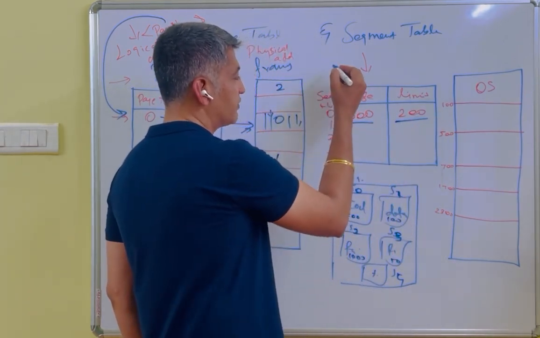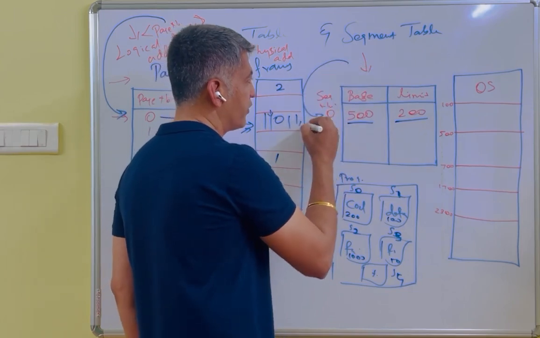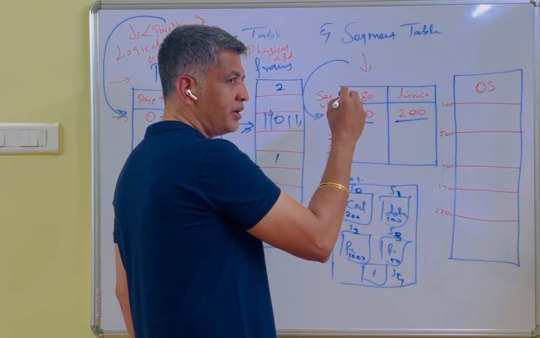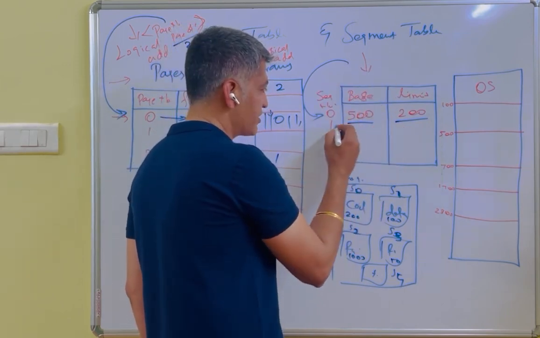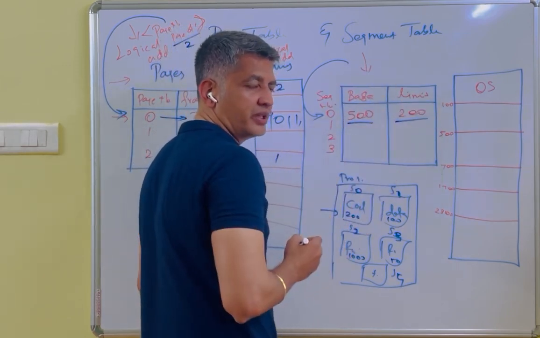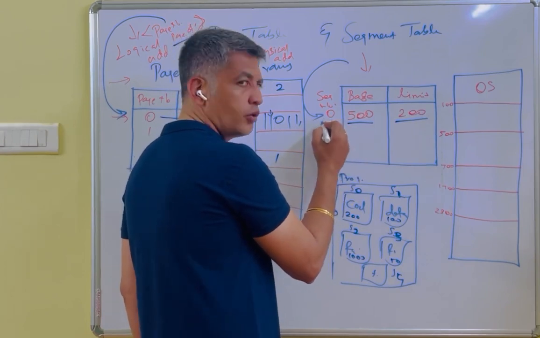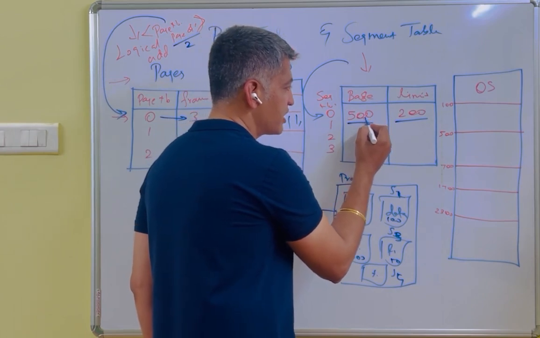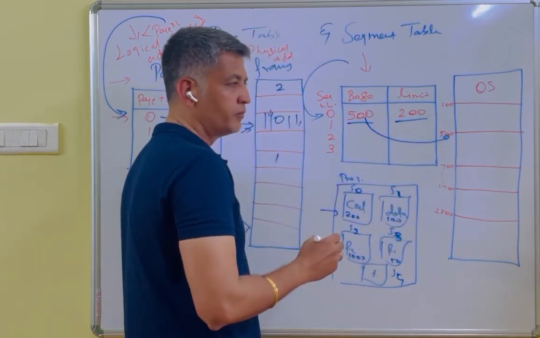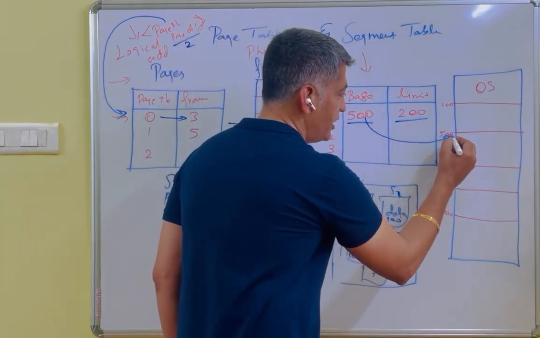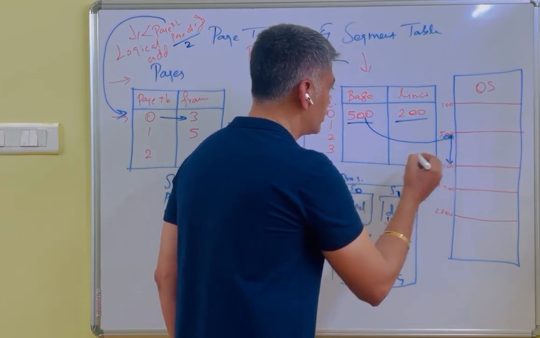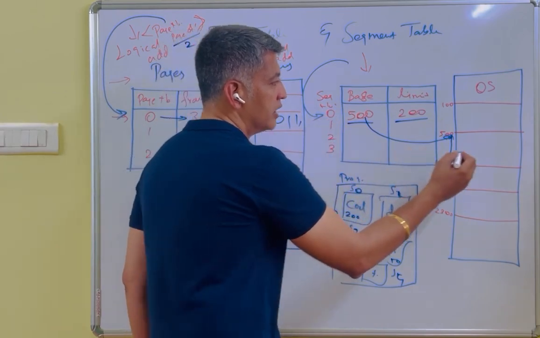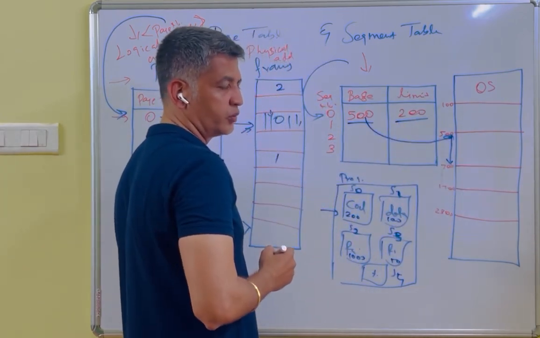Now if the process is executed, the segment table will have the segment number, base address, and limit entries. Based on that, it will go to segment number 0 and the base address will be identified. It will go to the base address, and from this base address, these 200 locations will be allocated to, say, segment 1.